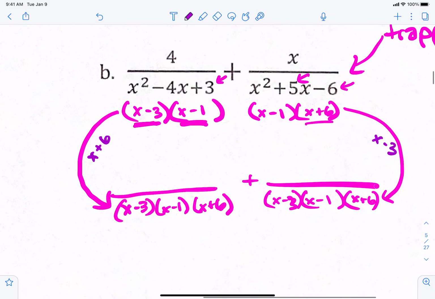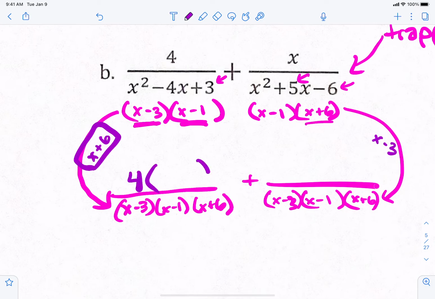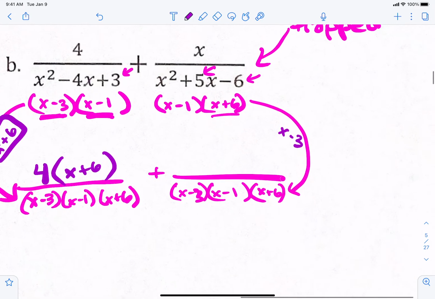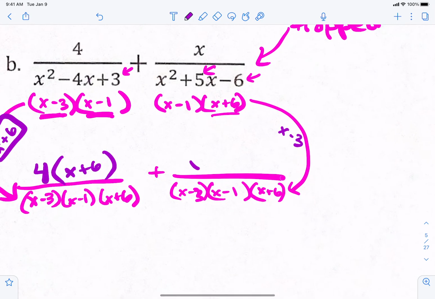This x plus 6, this is what he's missing. This is where you guys join back in. What do we do with the x plus 6? Multiply it by the top, which is 4. So I take 4 and I multiply him by x plus 6, 4 times x plus 6. This one over here on the right side, his top was x, and I multiply him by x minus 3.